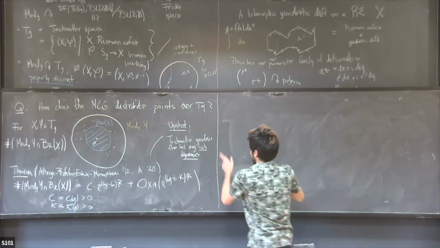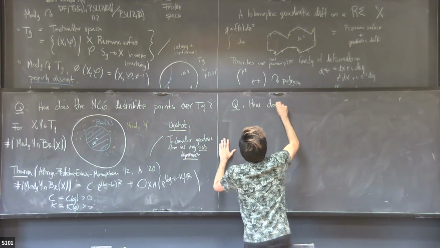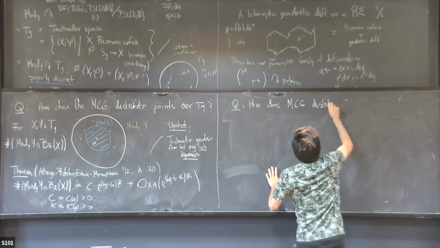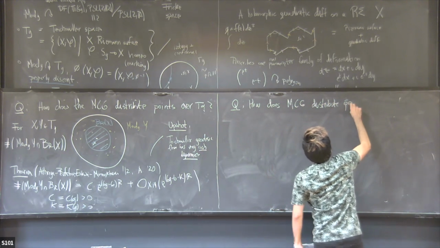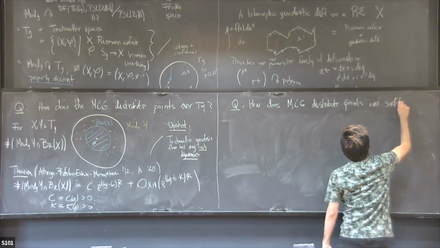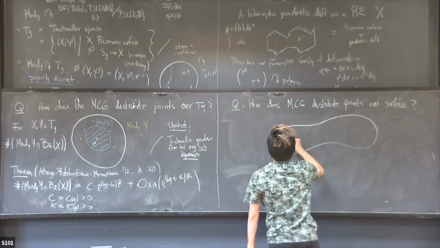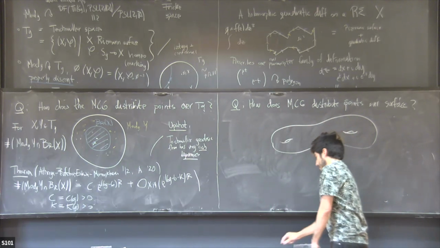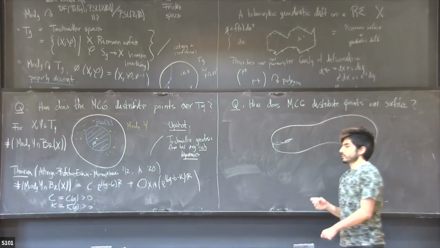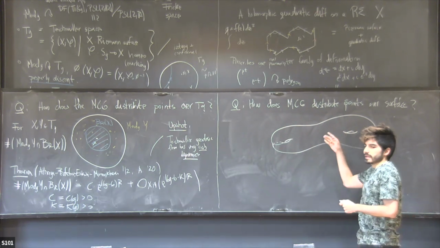So here's another question very similar to that one, but for a surface. How does the mapping class group distribute points over a surface? So what do I mean? Here you have a genus 2 surface, and let me draw for you a curve in blue. What I want to start doing is moving this blue curve by the action of the mapping class group and seeing where it lands on this surface.